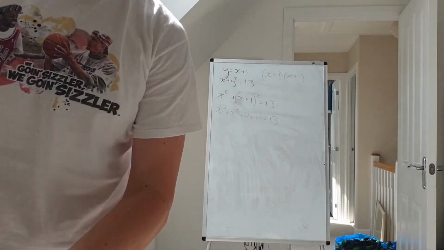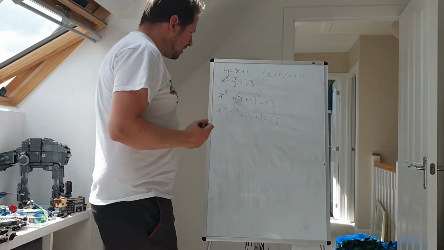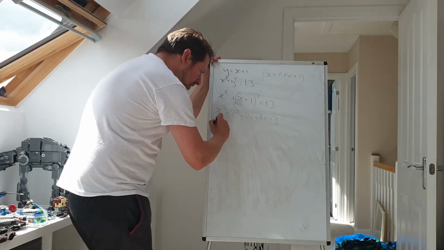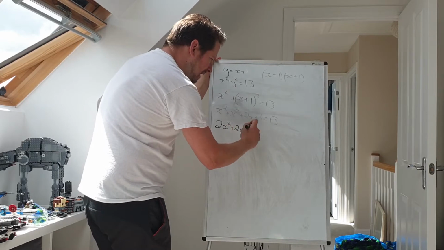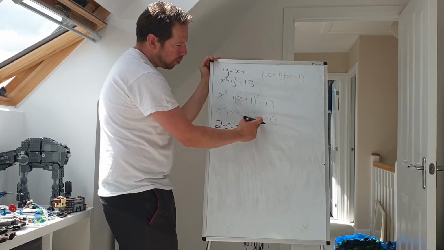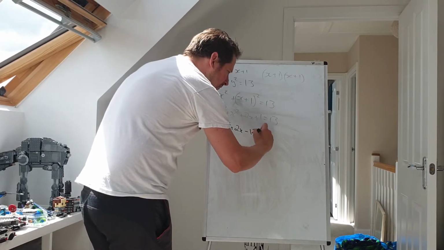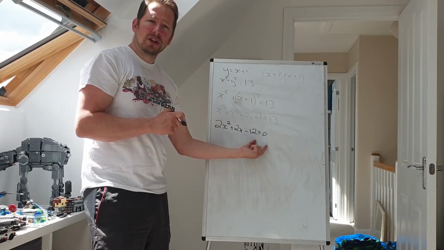Let me just change to another pen. Now if we simplify that, x squared and x squared make 2x squared plus 2x. Then I want to get 13 on this side, so I've got 1. I'm going to take away the 13 from this side, so that's going to be minus 12 equals 0. And then we've got a quadratic which equals 0 that we can try and factorise.